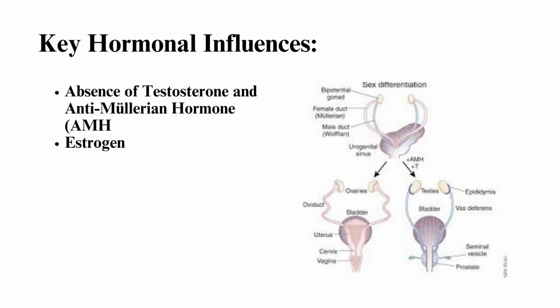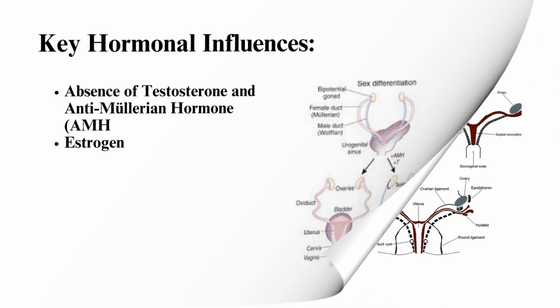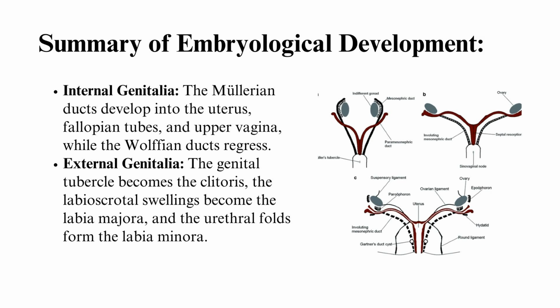Key hormonal influences. Absence of testosterone and anti-Mullerian hormone, AMH. The default female pathway is initiated in the absence of testosterone and AMH. The absence of these hormones allows the Mullerian ducts to develop into the female reproductive structures, uterus, fallopian tubes, and vagina. Estrogen, produced by the developing ovaries, plays a key role in the differentiation of the internal genitalia, particularly the uterus and upper vagina.